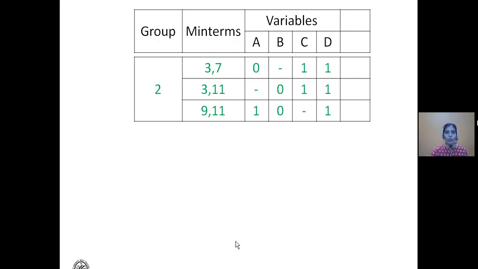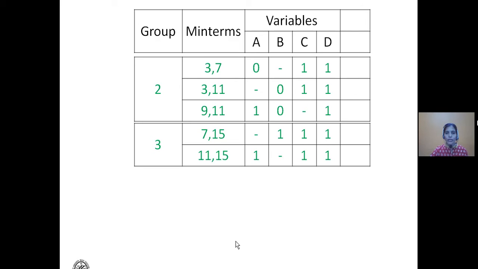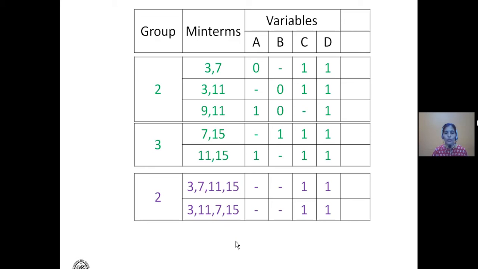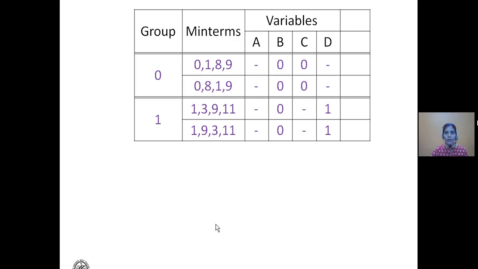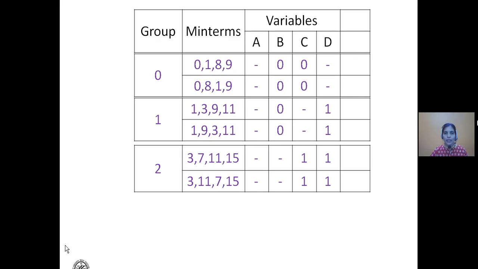Next, we compare group 2 with group 3 and we obtained two groups, 3 7 11 15 and 3 11 7 15. Identically, these two groups are the same, forming a group of 4 ones. So these are the three possible groups of 4 ones which can be made with the available min terms. The first group is 0 1 8 9, the next is 1 3 9 11, and the third is 3 7 11 15.